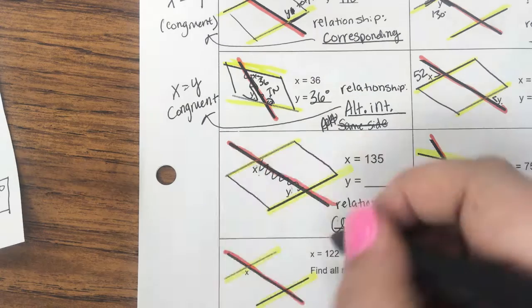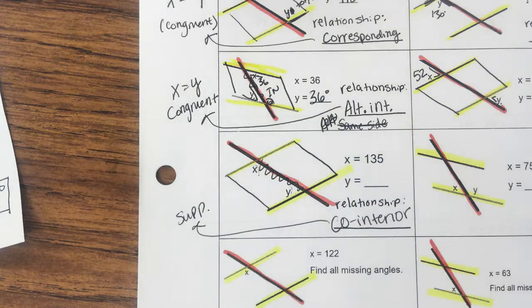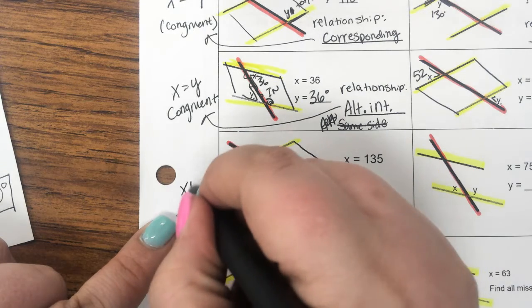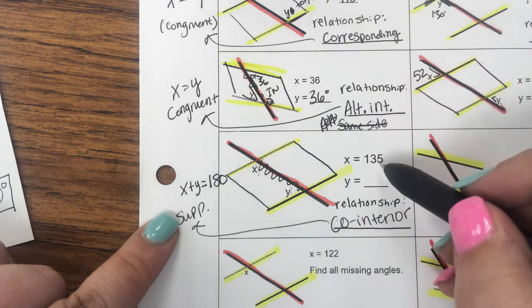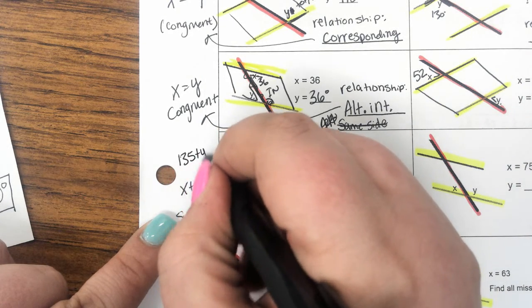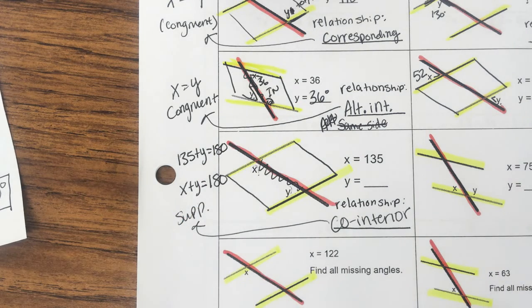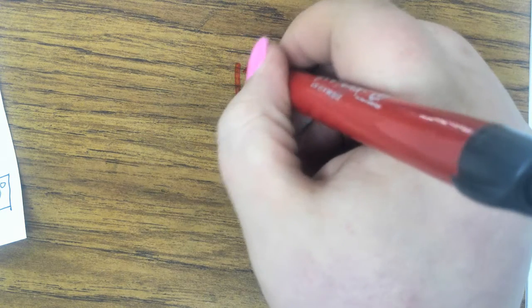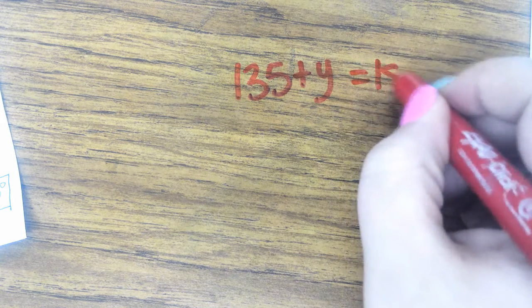So, because I know they're supplementary, I know that x plus y has to equal 180. X is 135 plus y should equal 180. So we're going to have to look at equations again. We've got 135 plus y should be 180.